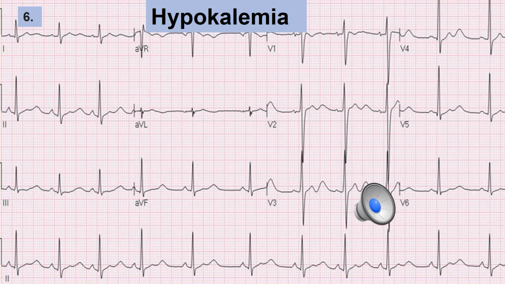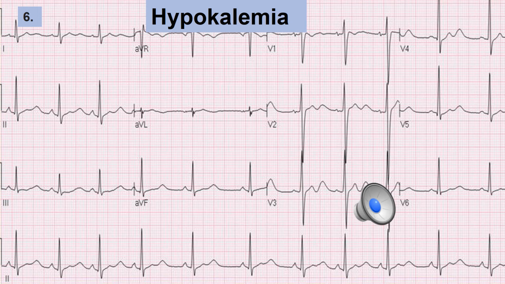All right, number 6 is hypokalemia. So again, we're looking for the peaked P waves, the T and U wave merger, and some ST segment depression may also be present. And this one, if we look at lead 2, the first thing we notice is the peaked P wave that almost looks like P pulmonale. It's taller than normal, and it definitely has that kind of peaked top.